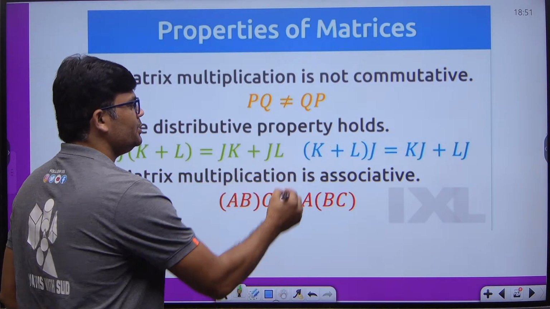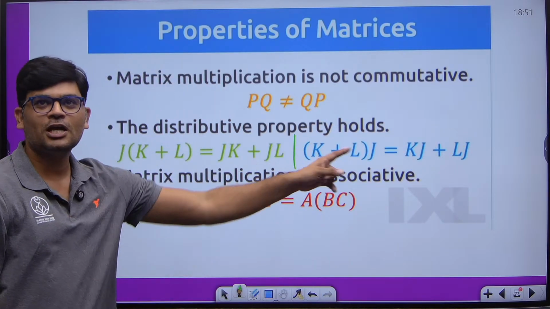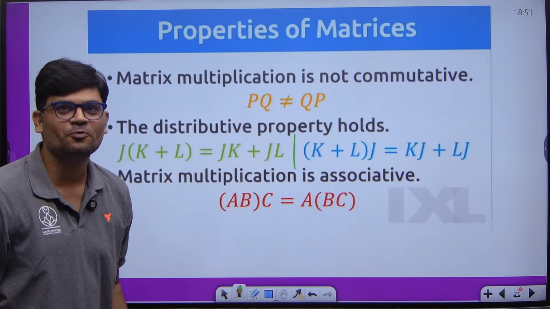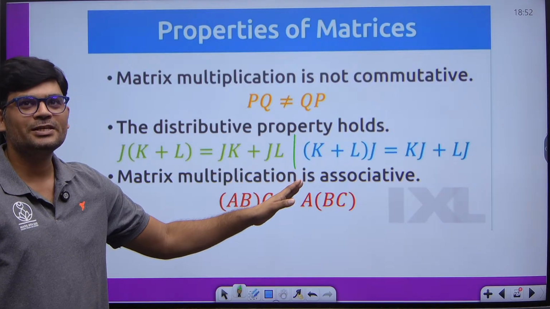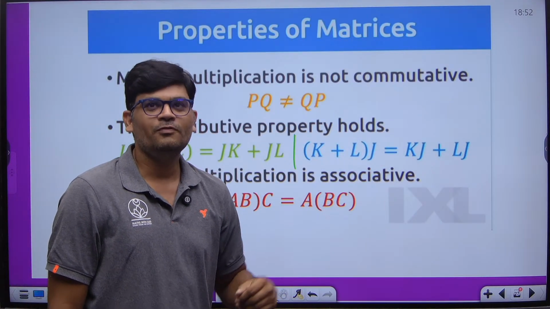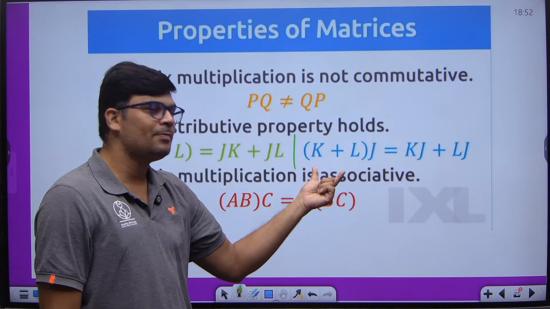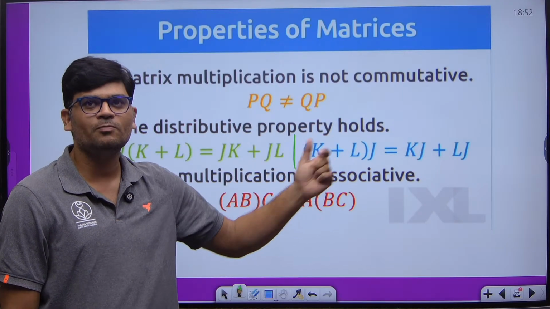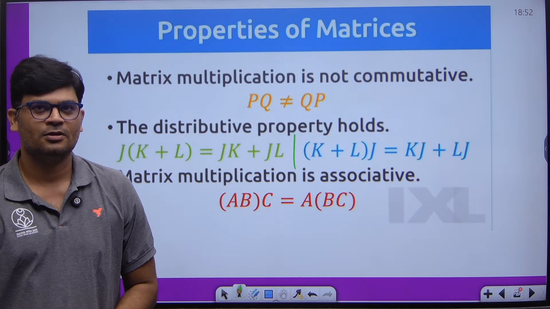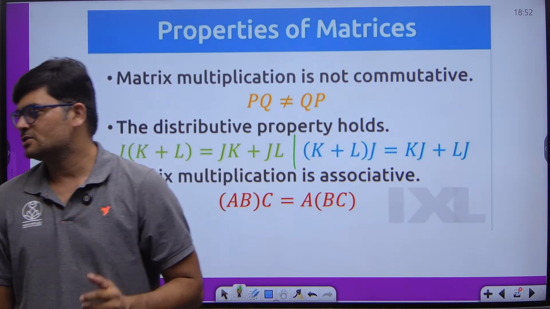So these are two different aspects. This is different, this is different. They both are not equal because PQ is not equal to QP. So JK plus JL is obviously not equal to KJ plus LJ. You will get a different result. But KJ plus LJ can be written as (K plus L) times J. First you do K plus L and then you multiply it by J. And matrix multiplication is also associative. Please write this down.